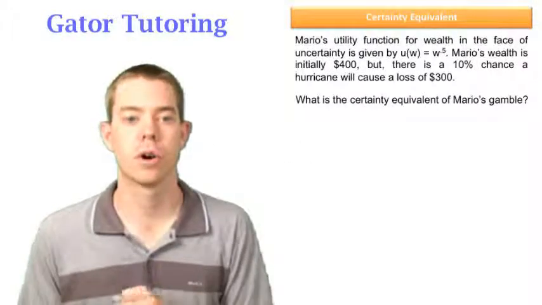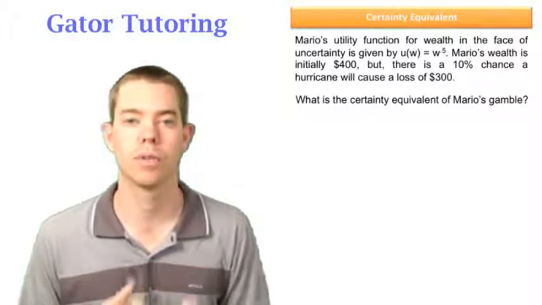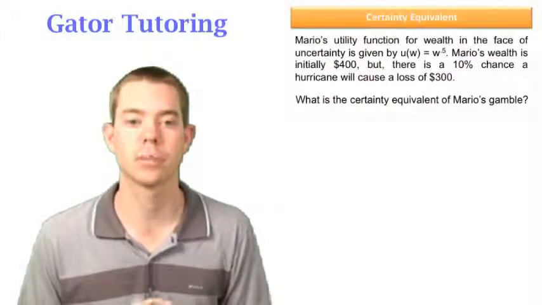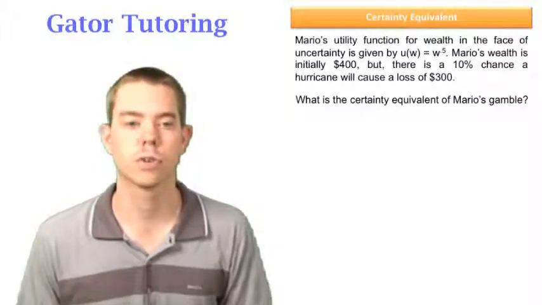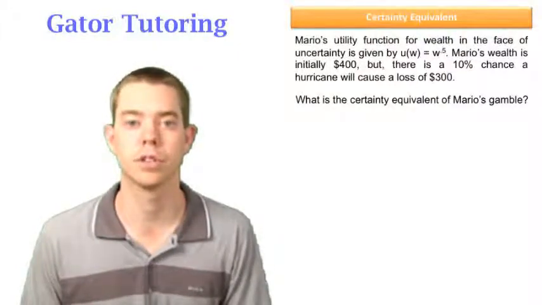It tells us that Mario's utility function for wealth in the face of uncertainty is given by w to the 0.5. It says that Mario's wealth is initially $400, but there's a 10% chance a hurricane will cause a loss of $300. And the first question says, what is the certainty equivalent of Mario's gamble? Well, we know when we're talking about the certainty equivalent, we're going to bring in our utility function.